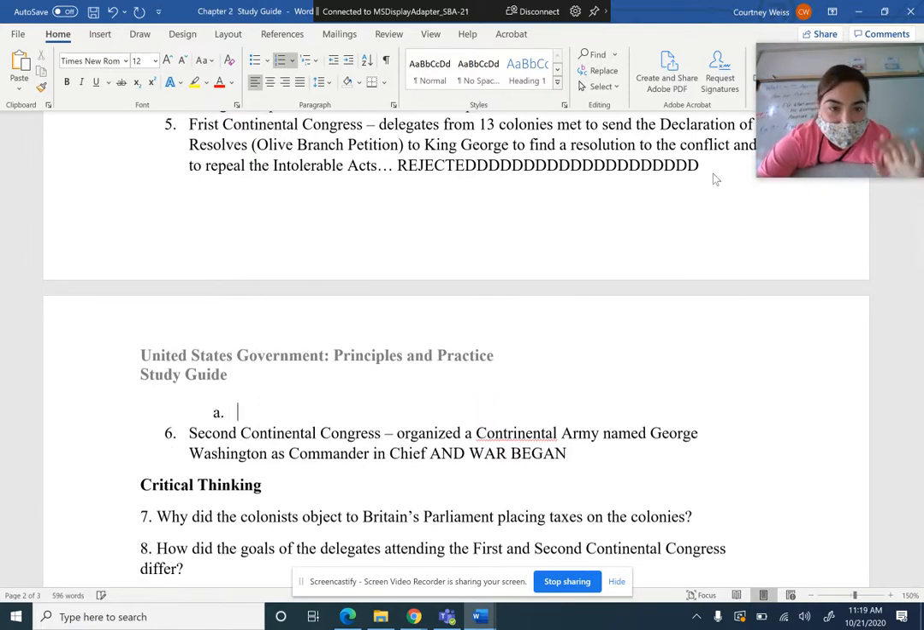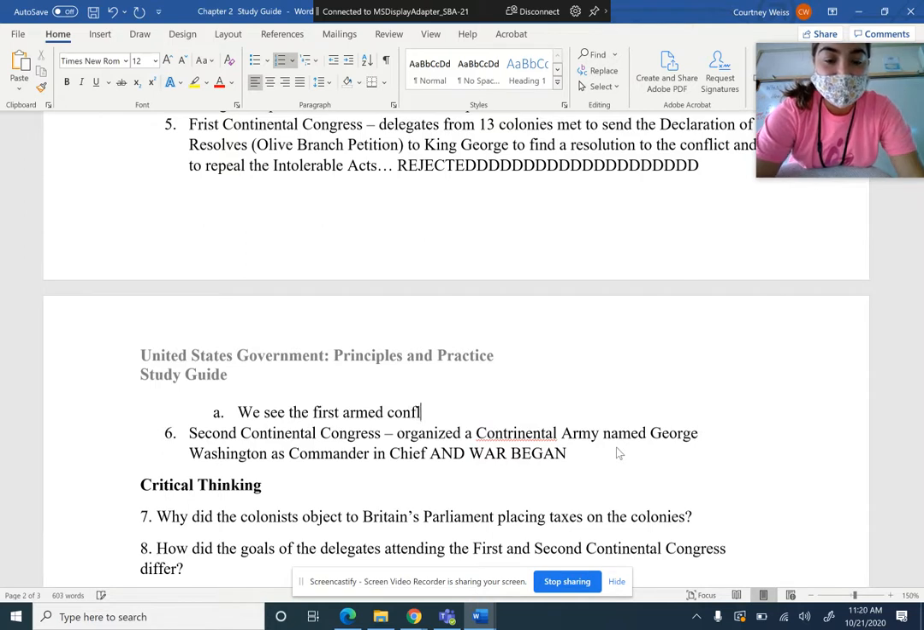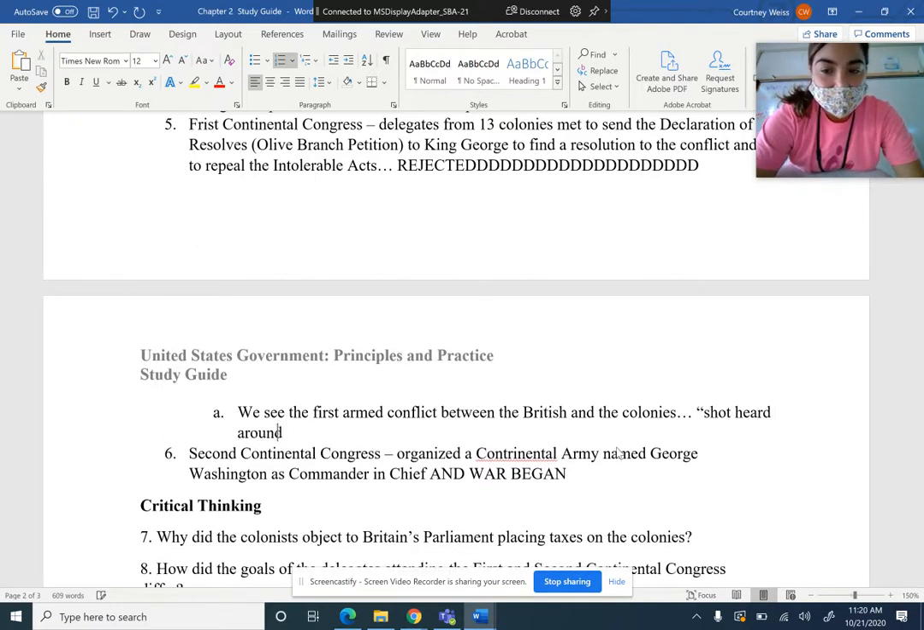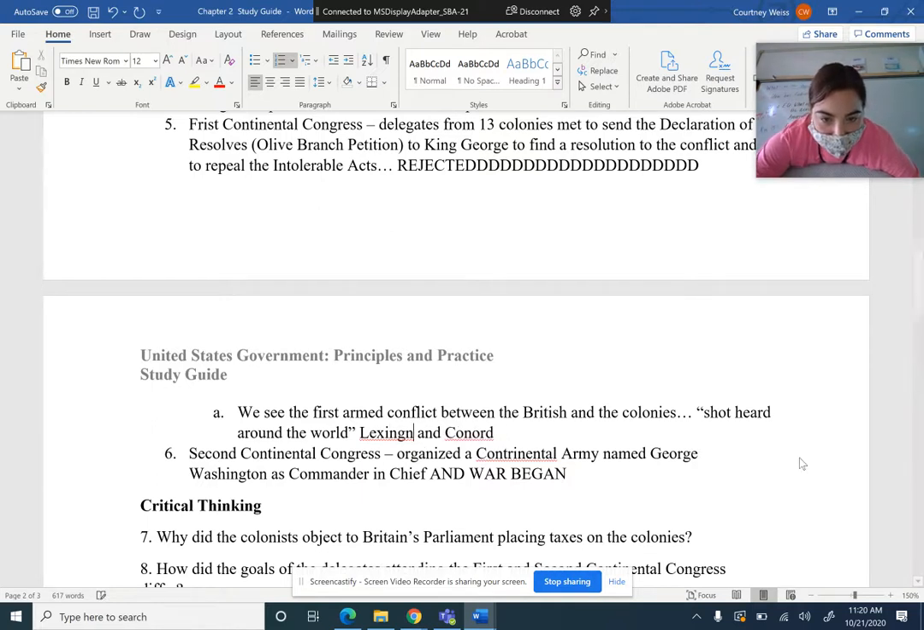Girls, another important part about the First Continental Congress, you can see this, right? This is talking about the First Continental Congress. We see the first armed conflict between the British and the colonies. You know what happened? It was the shot heard around the world. Where was this conflict at? The Battle of Lexington and Concord. Right, so then that happens, and the colonies decide this is war, and with the Second Continental Congress, they start mobilizing for the American Revolution.